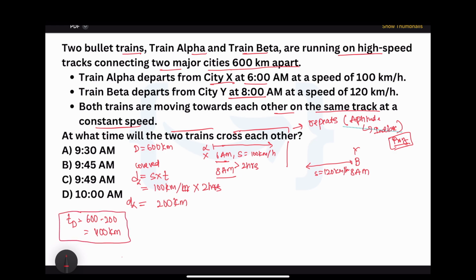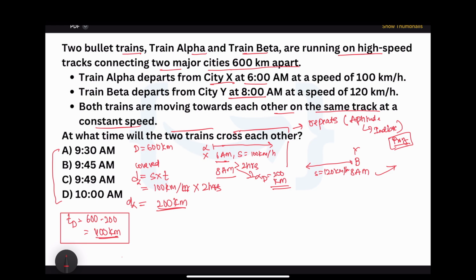So make a note of it, because if you forget, then it would be an issue. So 200 kilometers already covered, 400 kilometers done. Now till 8 a.m. my alpha train covered the distance of 200 kilometers. Now from 8 a.m. onwards, my beta train will depart again. So I know that the time would definitely be more than 8 a.m. So I can see there is an option less than 8 a.m.